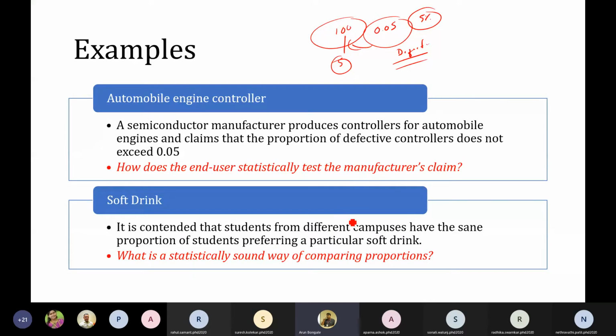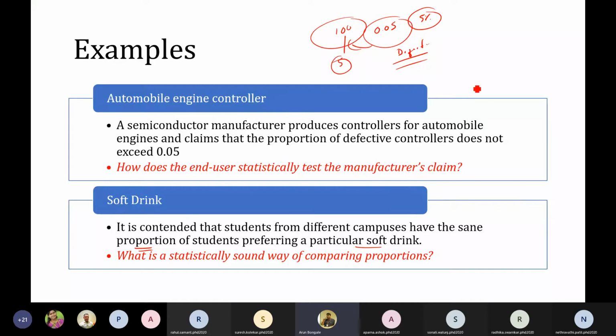So again, we are talking about proportions here, right? One group, a particular proportion of students, prefer a particular type of soft drink, right? That is similar to, that is, we need to find whether it is the same with the other group and the other proportion also.